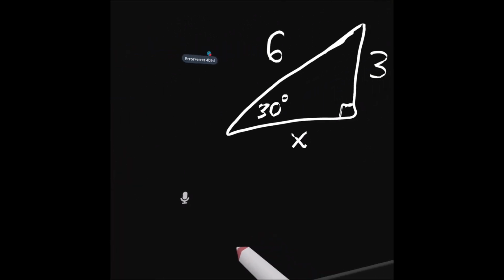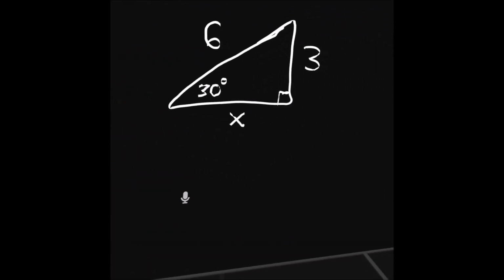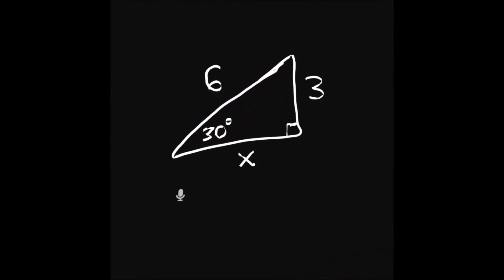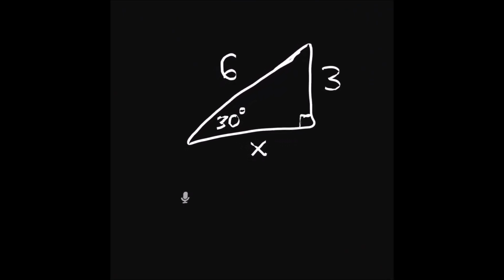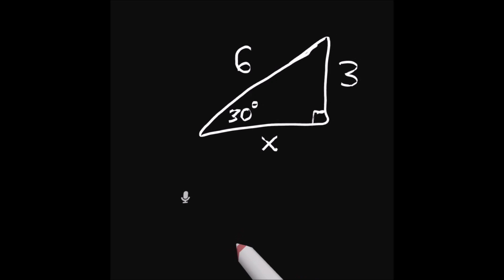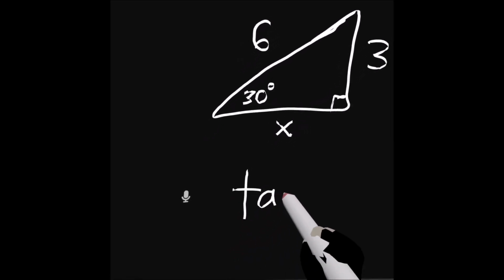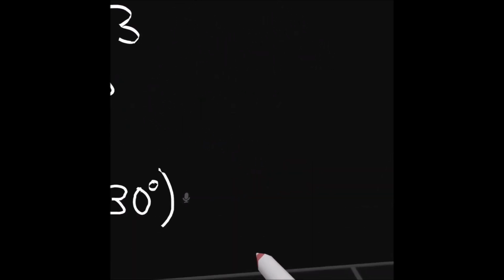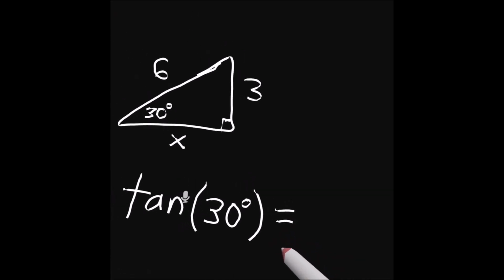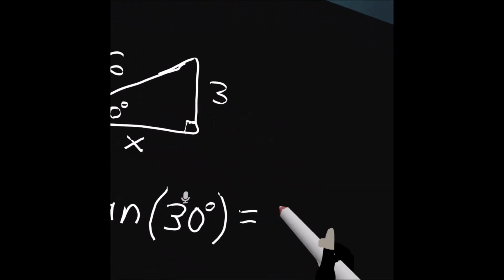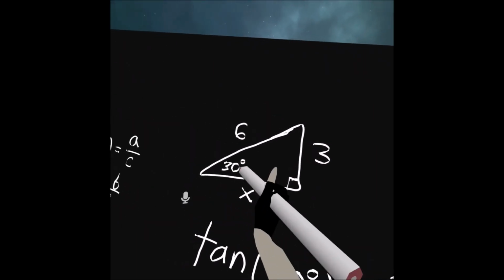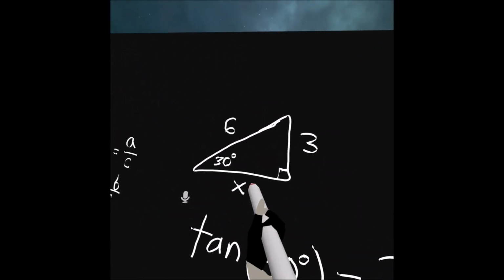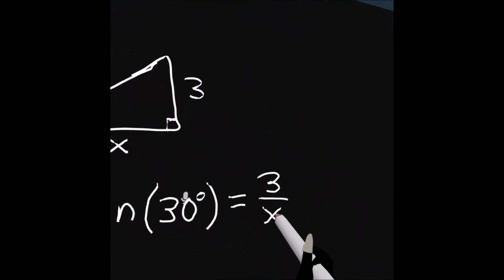So in that case, you can literally just use any trig function here. Let's say you could use tangent. If you decide to use tangent, then you would do tangent of 30 degrees. And this would be opposite over adjacent. So opposite of this angle is 3. And adjacent to the angle would be x here, right? So now you can find this side by solving for x.